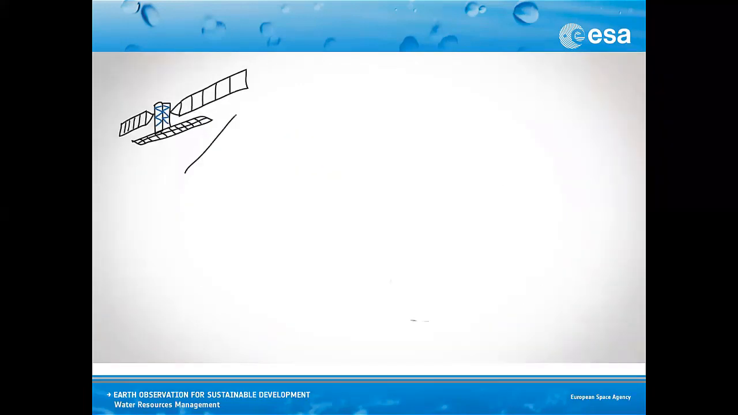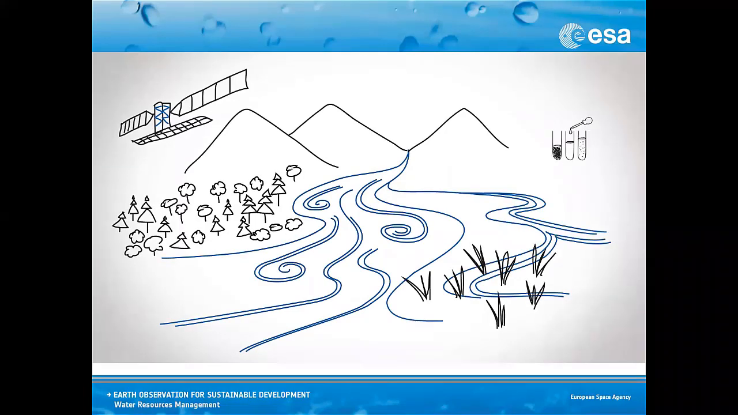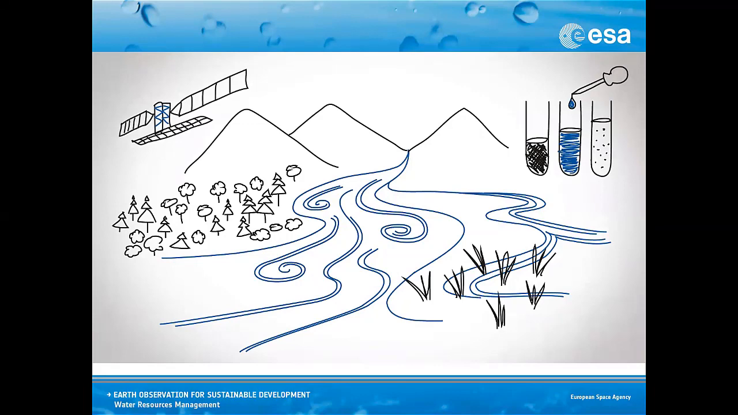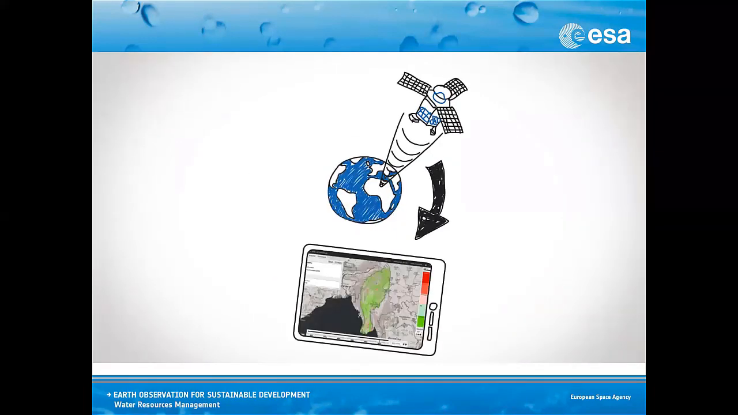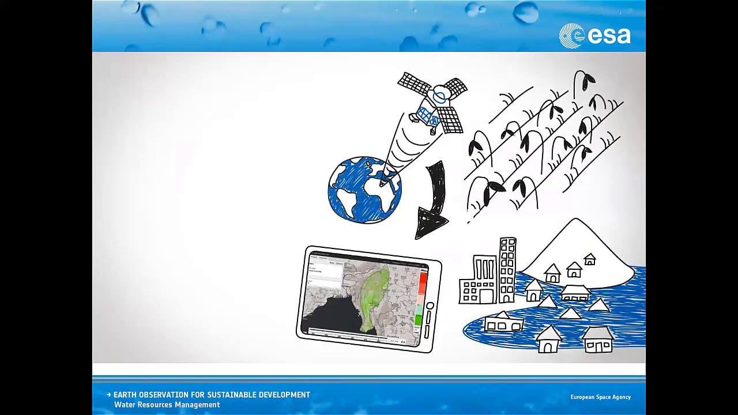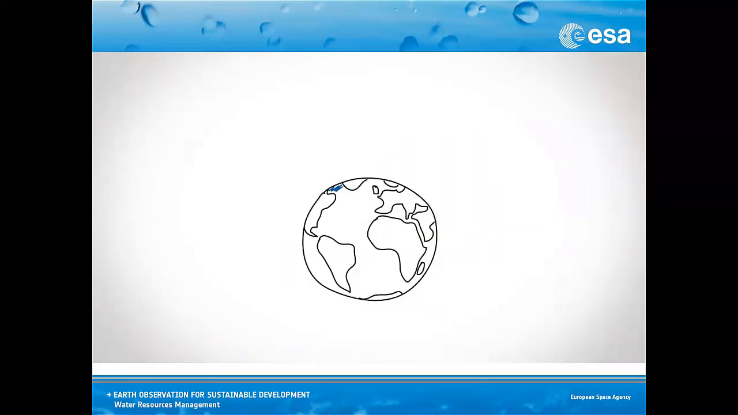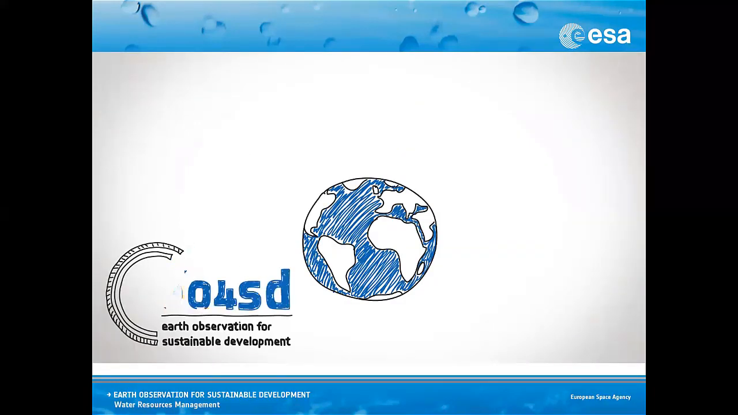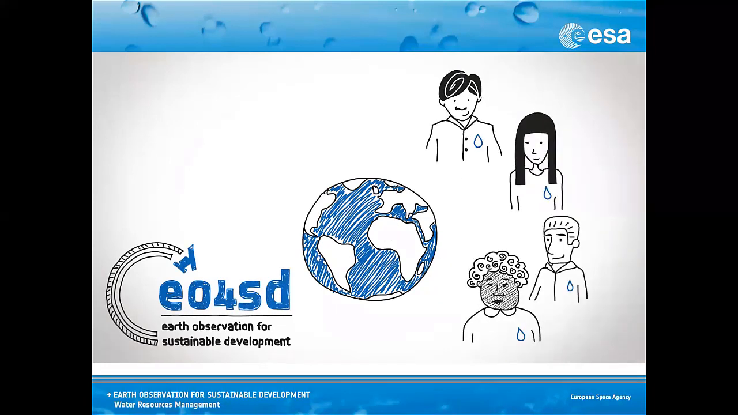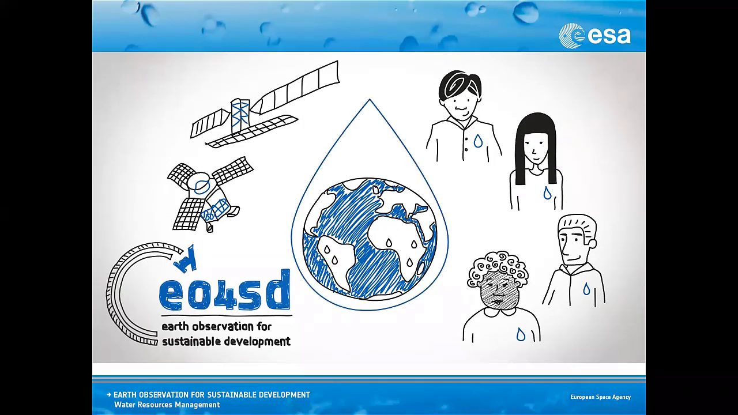For example, information on changes in a river basin's character, on vegetation cover and river runoff helps ensure a safe water supply. Earth observation can also provide critical information to prevent disasters caused by floods, droughts, landslides, or industrial pollution. ESA's Earth Observation for Sustainable Development Initiative works closely with international financing institutions and their client states to connect satellite information with needs on the ground, supporting sustainable development worldwide.